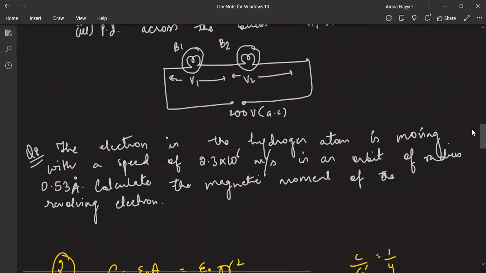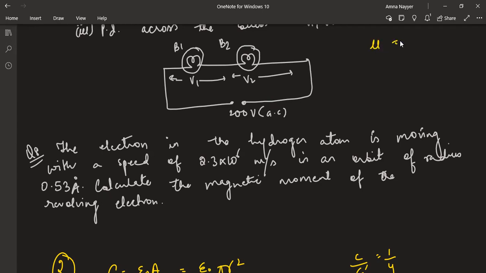I think one more question was there. See, the electron in the hydrogen atom is moving with a speed of 2.3 into 10 to the power 6 meter per second in an orbit. What is the radius? 0.53 angstrom. You have to calculate the magnetic moment of the revolving electron. See class, for this you have a specific formula already stated.